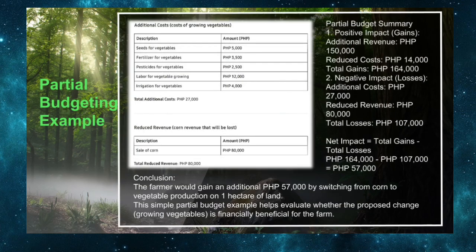This slide provides the summary of the partial budgeting example. It lists the gains and losses from switching to vegetable farming. The additional revenue and reduced costs total PHP 164,000. On the other hand, the additional costs and reduced revenue total PHP 107,000. By subtracting losses from gains, the net impact is PHP 57,000. This means the farmer will earn PHP 57,000 more by making the switch. This example demonstrates how useful partial budgeting is for making evidence-based decisions before changing farm practices.